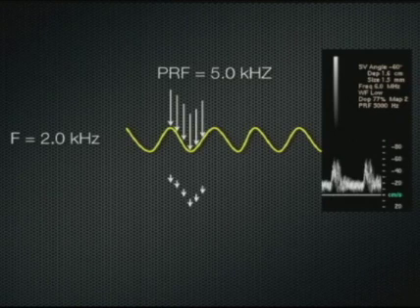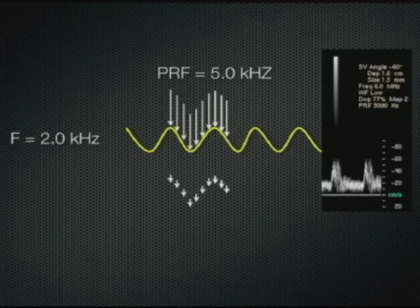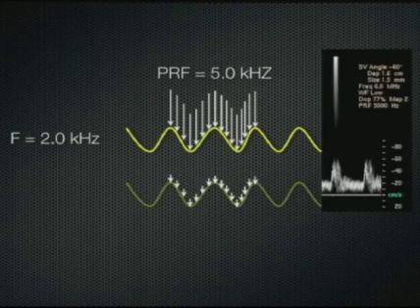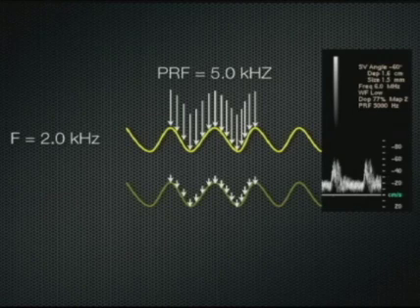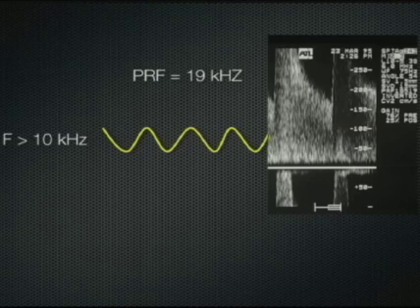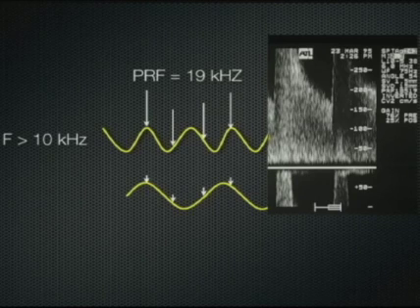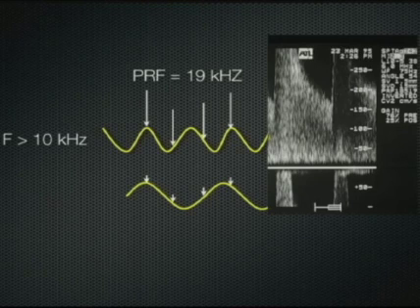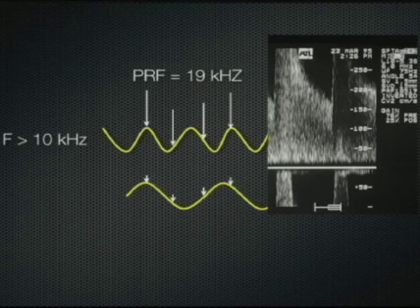In this situation, the high pulse repetition frequencies allow accurate sampling of the Doppler frequency, and we do not see aliasing. If, on the other hand, the pulse repetition frequency is small in comparison to the sampled frequency, there's undersampling, resulting in display of a lower frequency than the frequency being sampled. And this is responsible for the lower frequency components displayed in the spectral display.